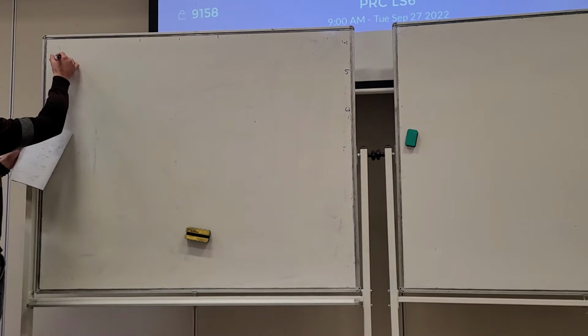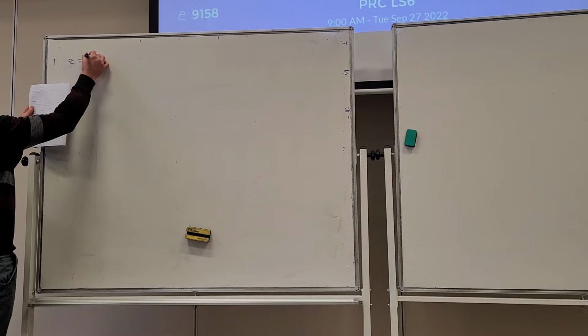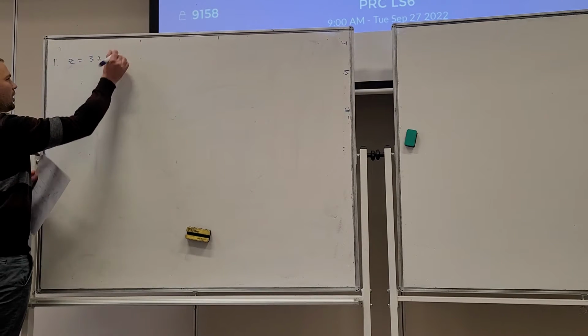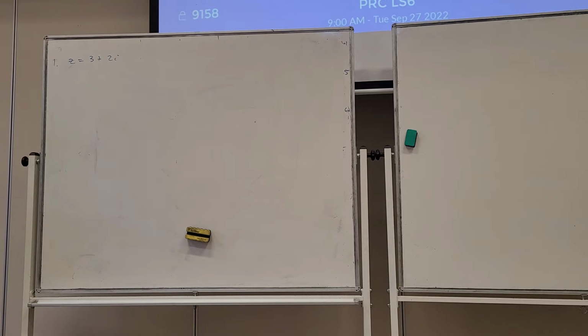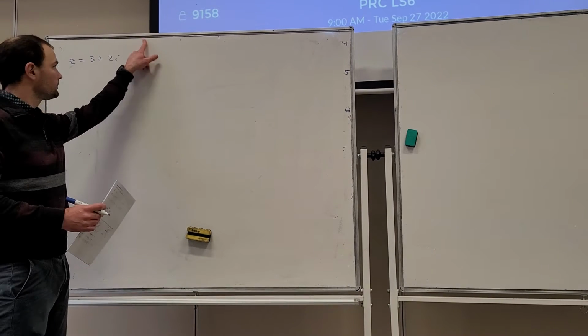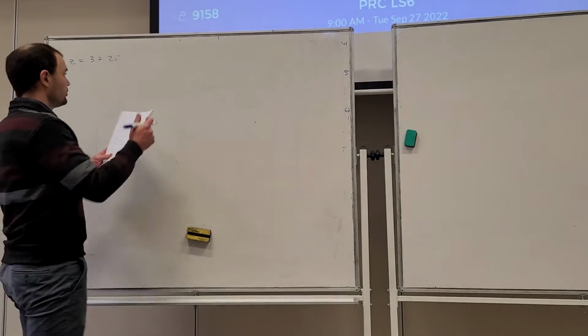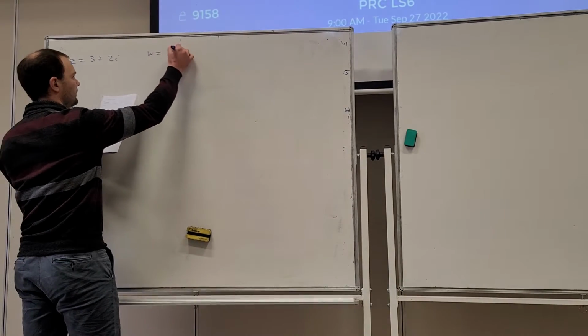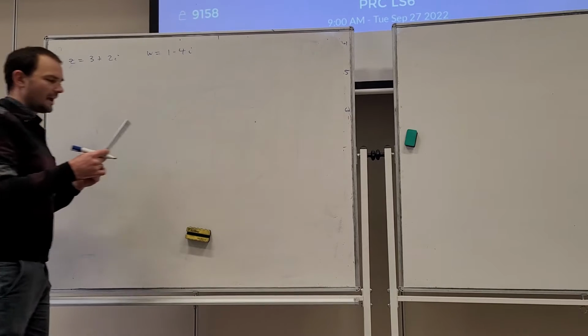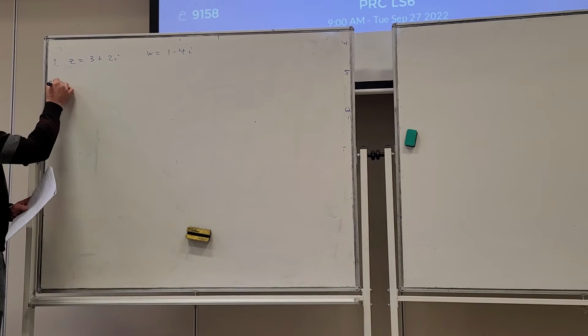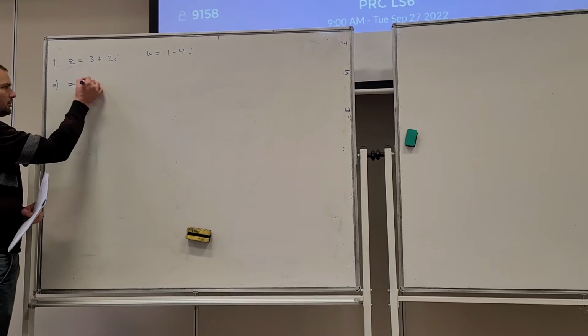We have 2 complex numbers. We've got the complex number z, 3 plus 2i. So the real component is positive 3. The imaginary component is positive 2. And we've got w, which is 1 take 4i. And we're asked to find z plus w.